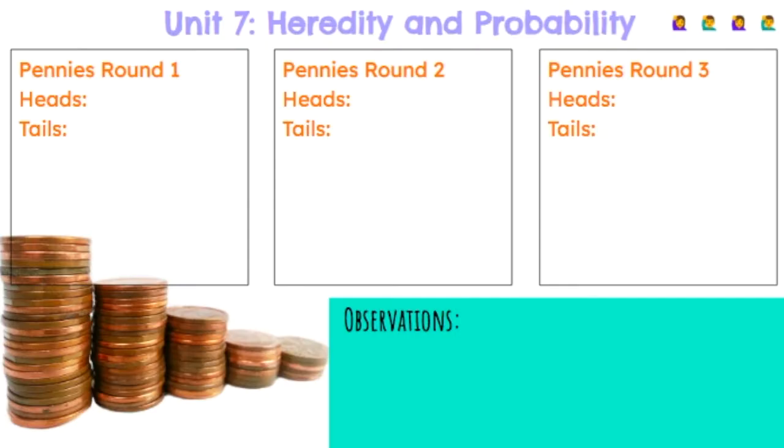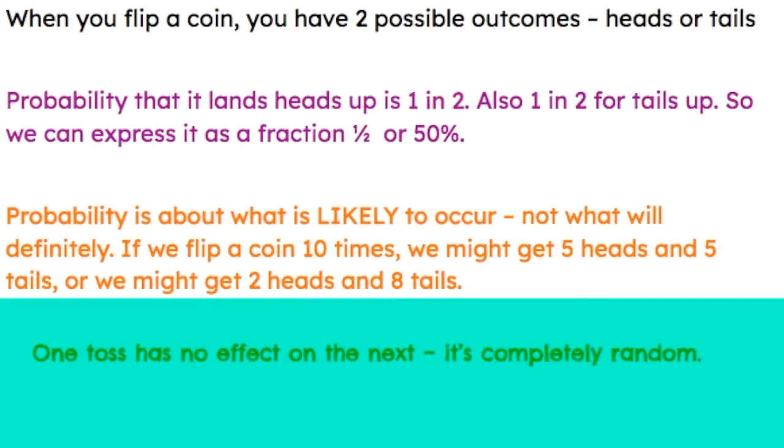So we have done the first slide together in class. We analyzed this in class, but I'm going to record it for you just in case you missed it, or if you want to scrub back through and see what we talked about when you are doing your work. So Unit 7, Heredity and Probability. These little people mean this was a class activity we did together. We flipped coins, we made some observations about each round, and we will talk about probability throughout this unit.